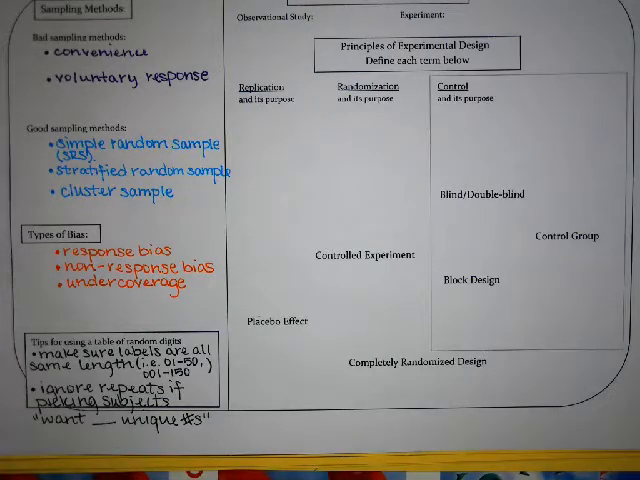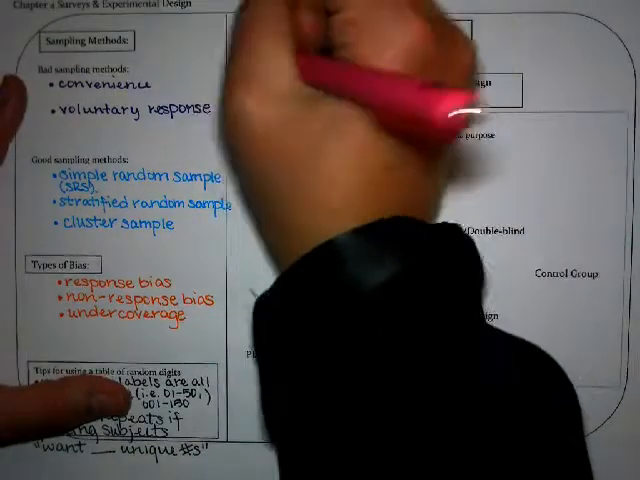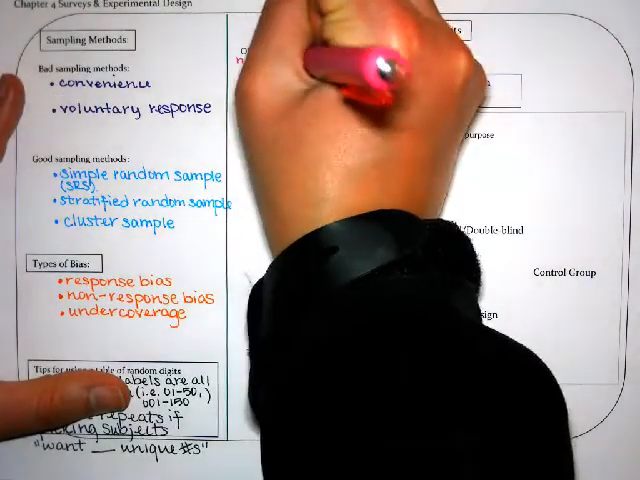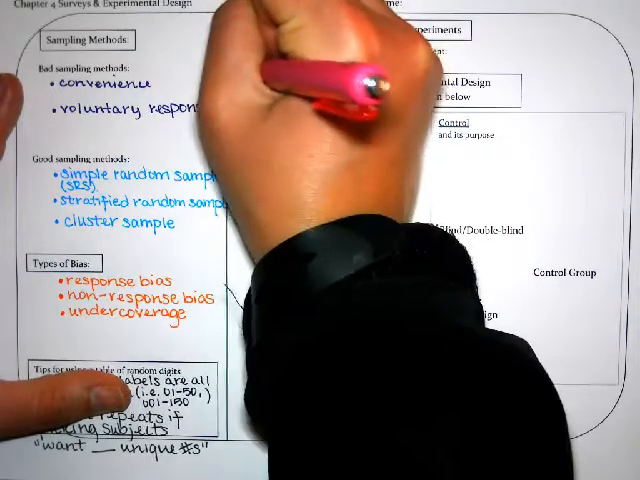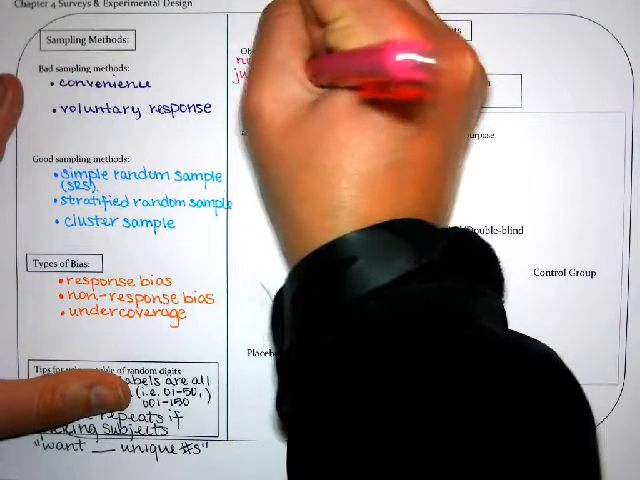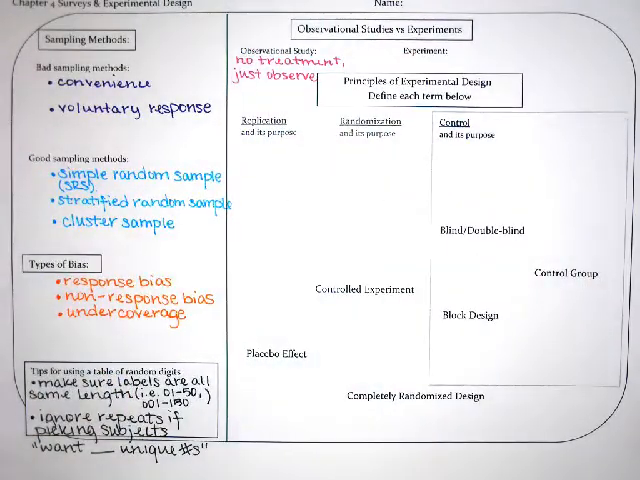All right. Observational studies and experiments. So an observational study, remember, no treatment. You're just observing. And then with an experiment, treatment must be imposed.